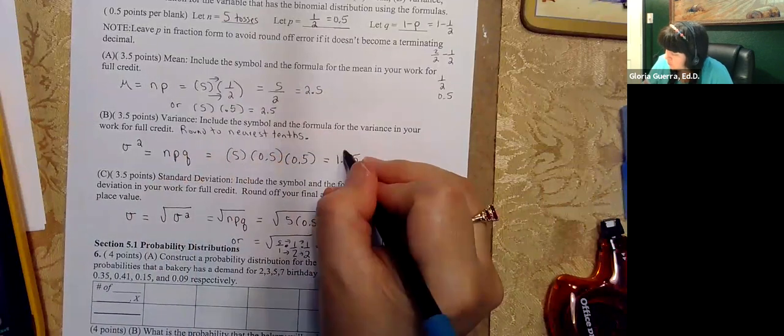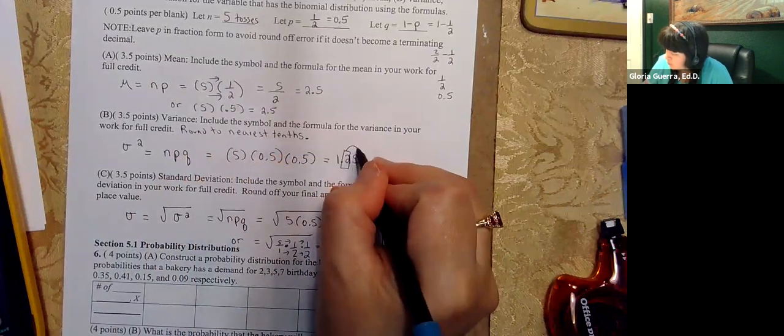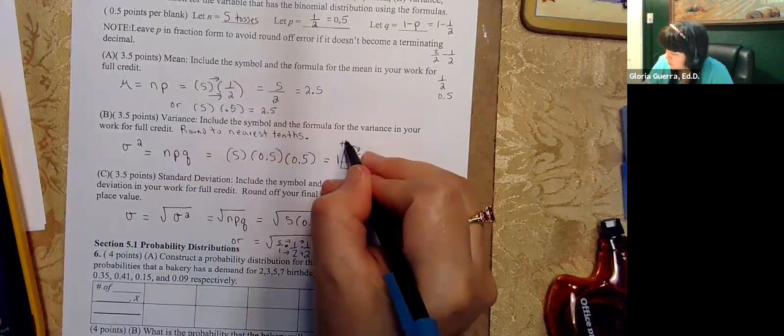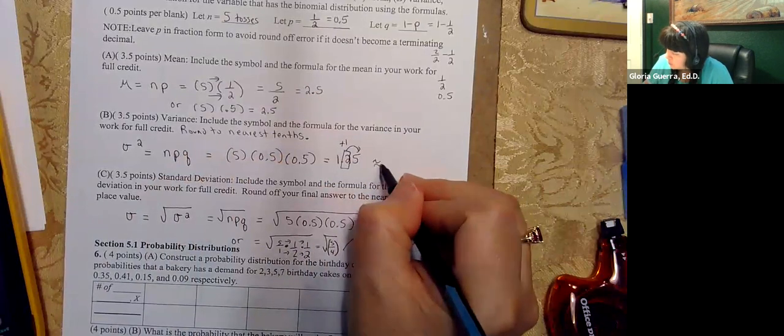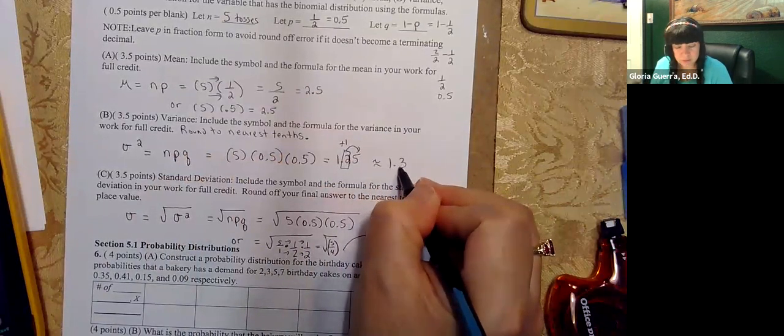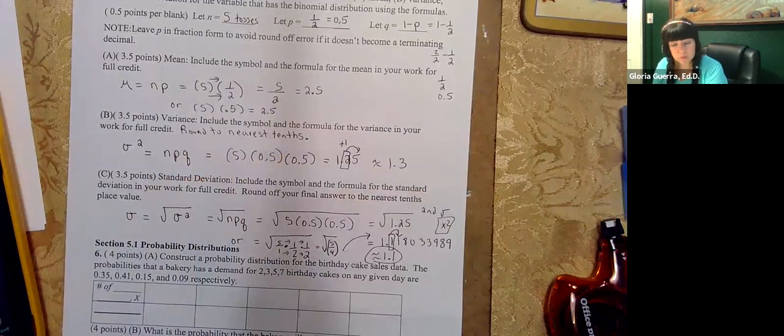So if I round this to the nearest tens and look at the numbers, is it 5 or more? Yes, so round that up. So 2 plus 1 is 1.3. Okay.